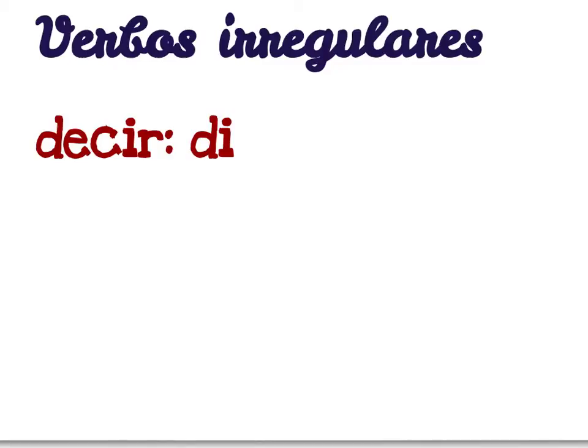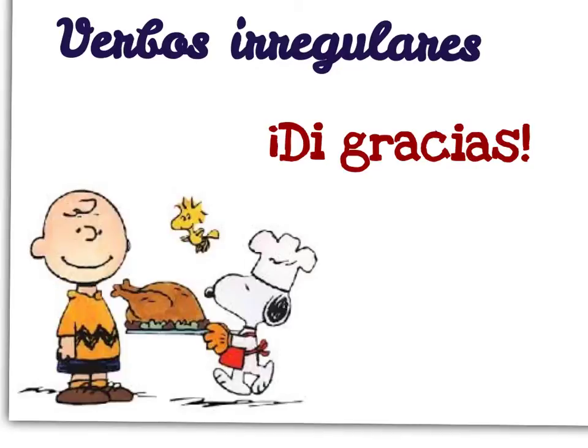Okay, ahora vamos a hablar de los verbos irregulares. There are several that you need to know. Again, this is just a repaso. Es un repaso, it's a review. Decir, which means to tell, is di as a command. Por ejemplo, di gracias, say thank you.